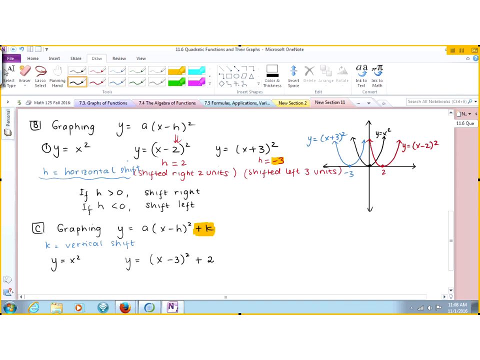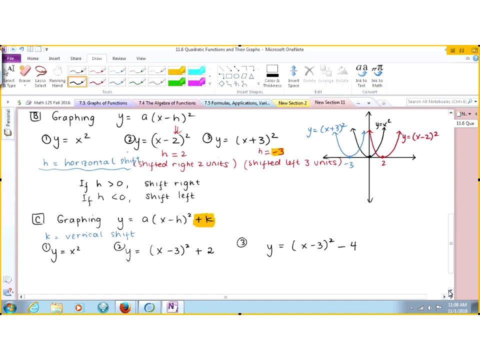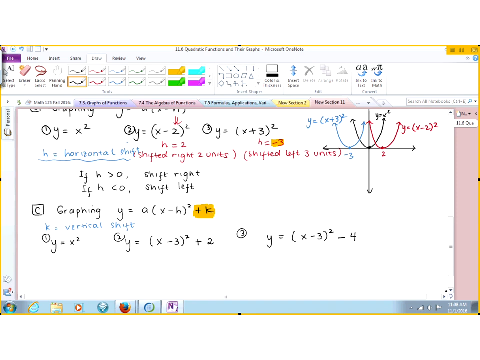All right. And I also want to graph, so this is 1, my basic graph. This is 2, this is 3. What about if I have y equals (x minus 3) squared minus 4? So what do you guys think? Can you tell me the shift on number 2?